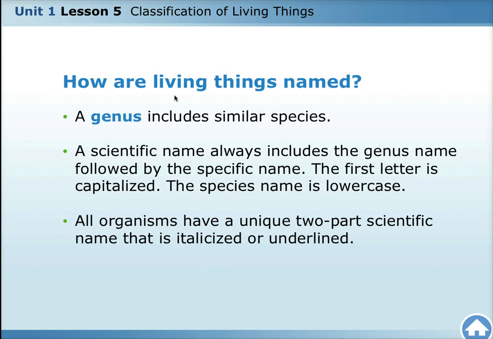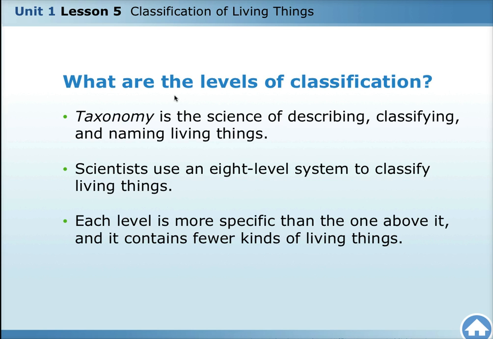A genus includes similar species. A scientific name always includes the genus name followed by the specific name. The first letter is capitalized. The species name is lowercase. All organisms have a unique two-part scientific name that is either italicized or underlined.